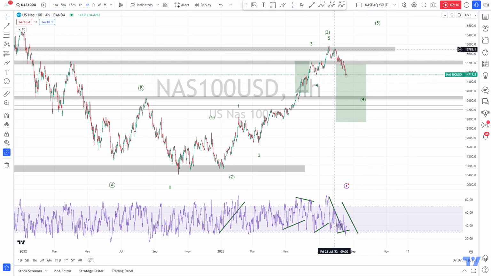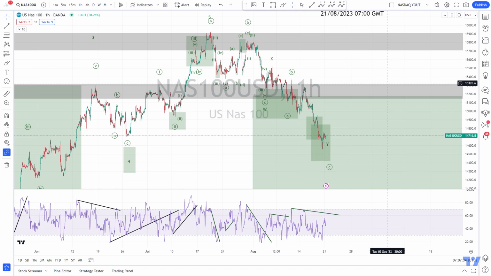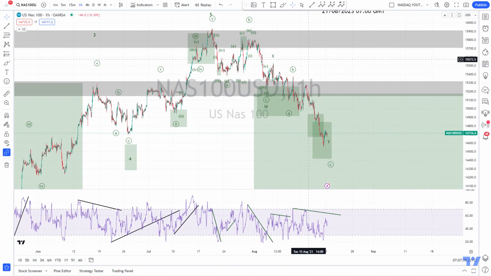Another scenario would be that this becomes a wave A, like 1, 2, 3, 4, 5, wave A, B to the upside, and then a wave C, 1, 2, 3, 4, 5 down. Then we still have our wave 4. But now if we look at the lower time frame, the idea was to buy the pullbacks from the relevant areas.